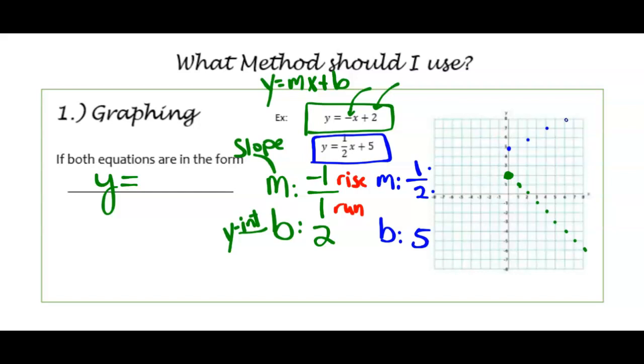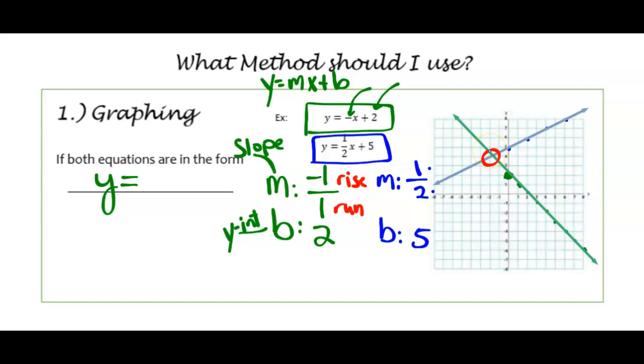So, I need to draw my lines now. I'm going to pause while I do that. You use a ruler to draw your lines. Okay, I have my lines drawn. Now, I have to decide where they cross. Well, they cross right here.